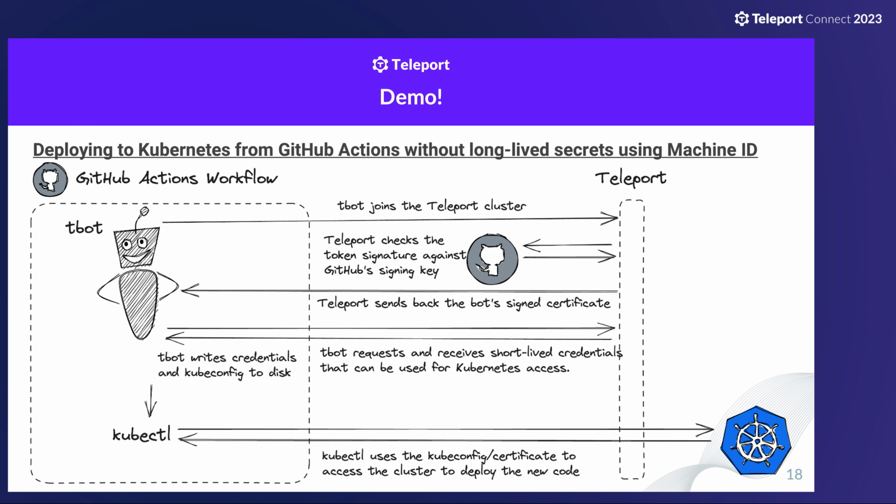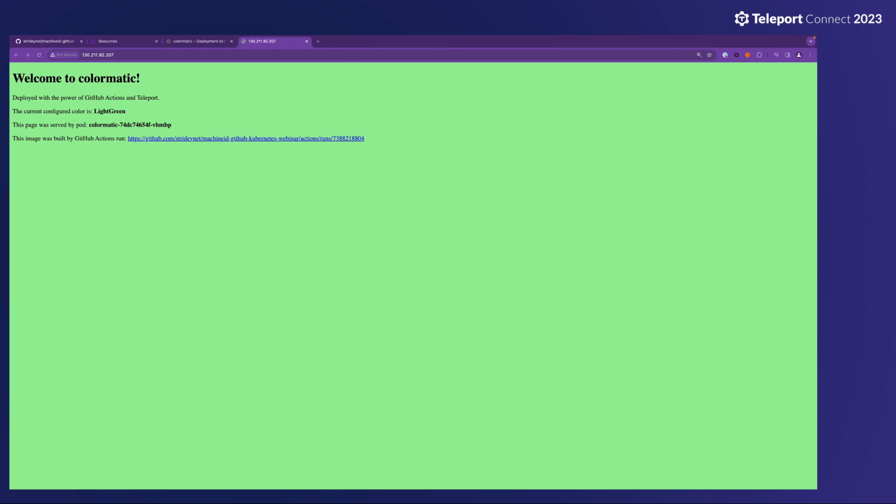Next, we'll try and do a demo if we're lucky. As I've talked a ton about deployment and it's the most natural use case, I'll be showing deploying to a Kubernetes cluster from GitHub Actions without the use of long-lived secrets.